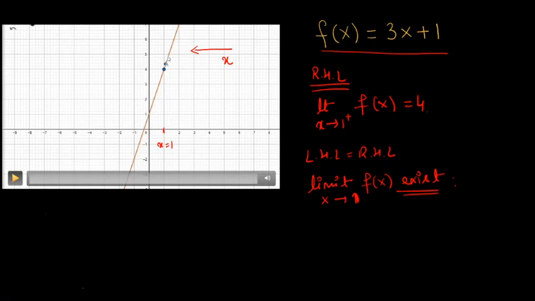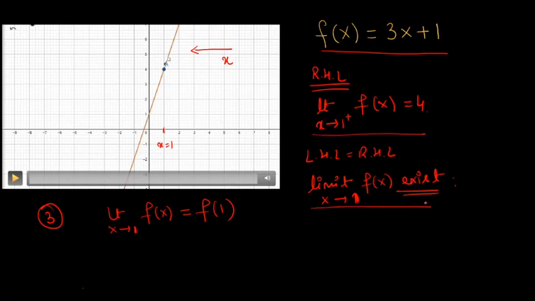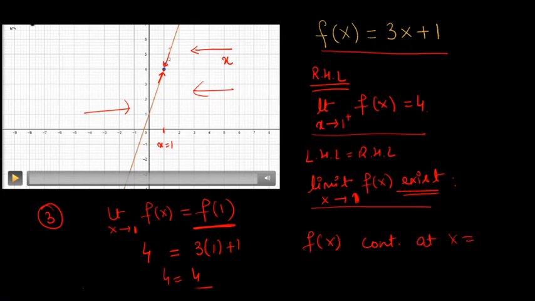Now talking about the third condition. The third condition is that the limit as x approaches 1 of f of x should be equal to the value of the function at that particular point. We have seen that the left hand limit and right hand limit of the function are equal to 4, meaning that as x approaches 1, whether from the right hand side or from the left hand side, the value of the function is approaching 4. From the right hand side it slowly moves to 4, and from the left hand side it also slowly moves to 4. So the value of the limit is 4, and the value of the function at x equal to 1 was also calculated: 3 into 1 plus 1, which is equal to 4. So all three conditions are satisfied. So we can say that f of x is continuous at x equal to 1.